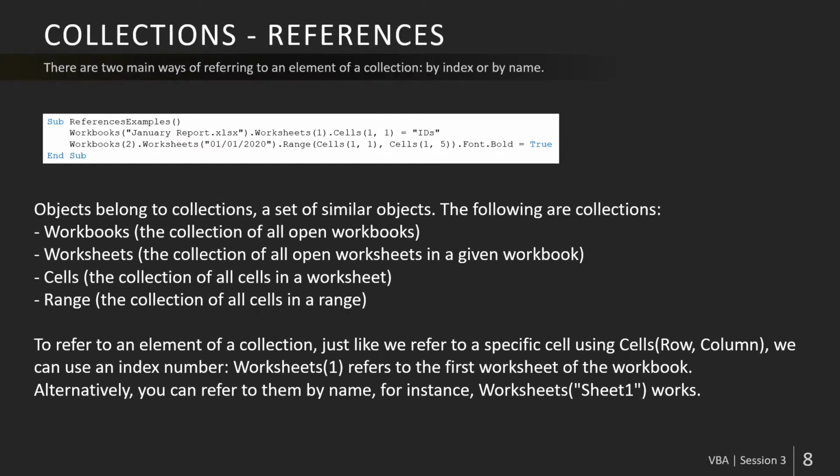Since collections contain many different objects, you need to refer to one element of a collection. This can be done with names or numbers. We call these numbers index. For example, you can refer to the worksheet number 2 or the worksheet called January. Note that if you refer to a workbook by name, the name must include the file extension, so typically .xlsx or .xlsm.